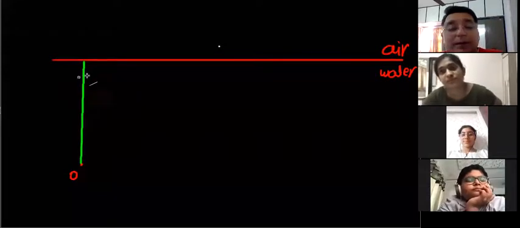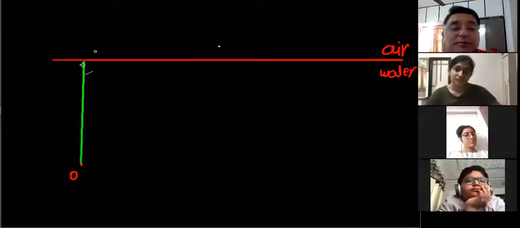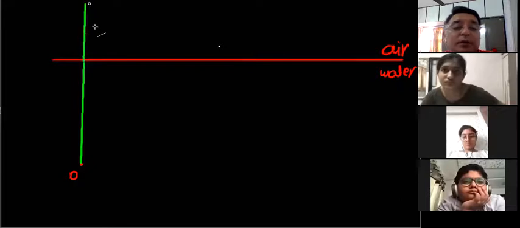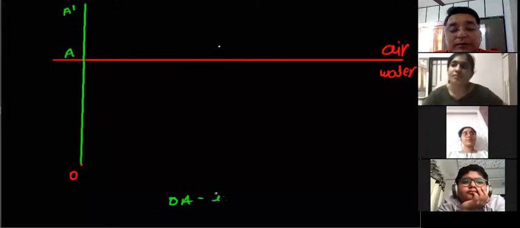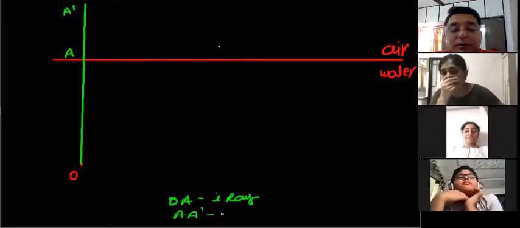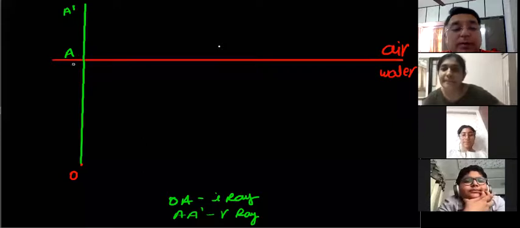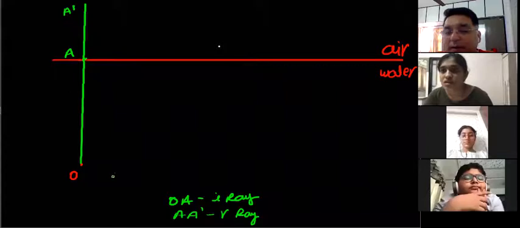Okay. Now again, the ray of light is going perpendicular. There is no deviation. Angle of incidence is 0. Angle of refraction will be 0. So this ray of light will go straight. Let's assume this is point A and this is point A dash. Okay. So OA is our incident ray and A dash is our refracted ray. Remember, this is the point of incidence, but there is no refraction on this ray of light.